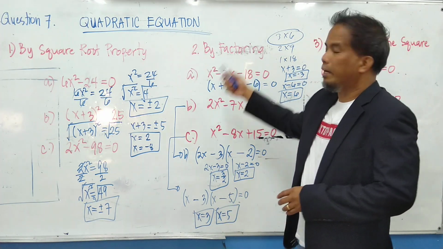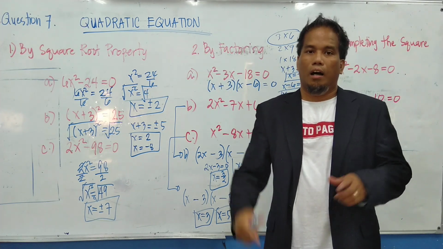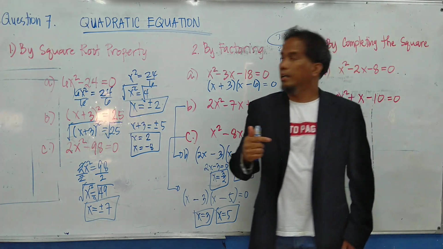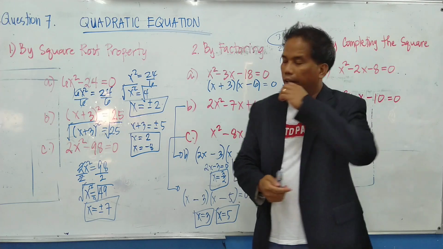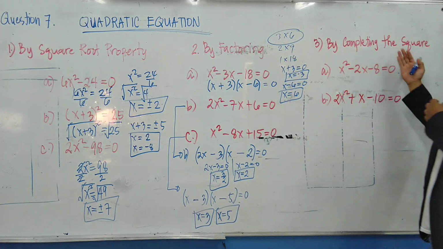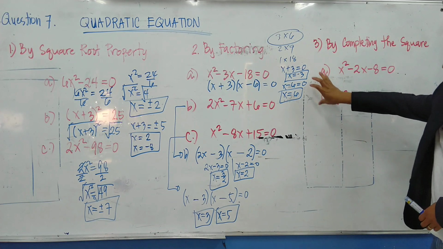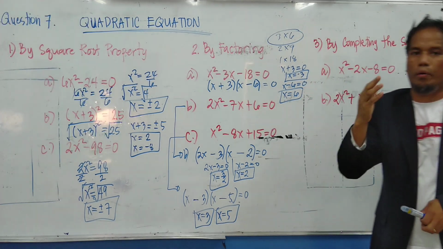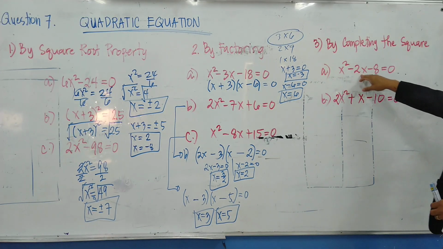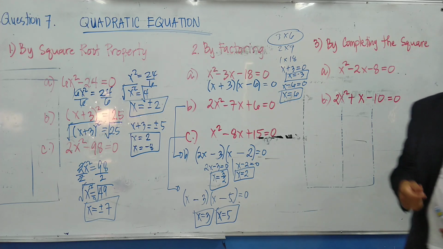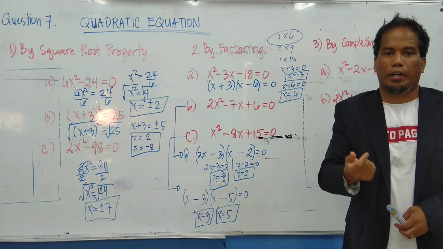So that is solving quadratic equation by factoring. Okay. So the last method that I'm going to discuss to you is by completing the square. Now, I just give you 2 questions here in completing the square. x squared minus 2x minus 8 equals 0. What will you do first if you are going to solve a quadratic equation by completing the square?